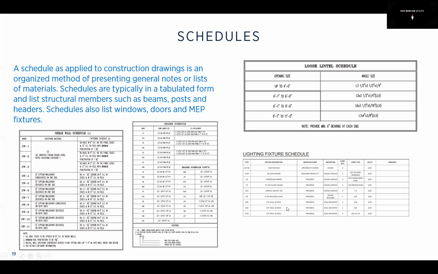This is a lighting fixture schedule. So if you have a project where it's heavy on lighting or whatever, you may have a list of all the different styles of lighting that's going to go in there, including the manufacturer, how it's mounted, and a model number for it. Some schedules will even include pictures, depending on the level of detail.